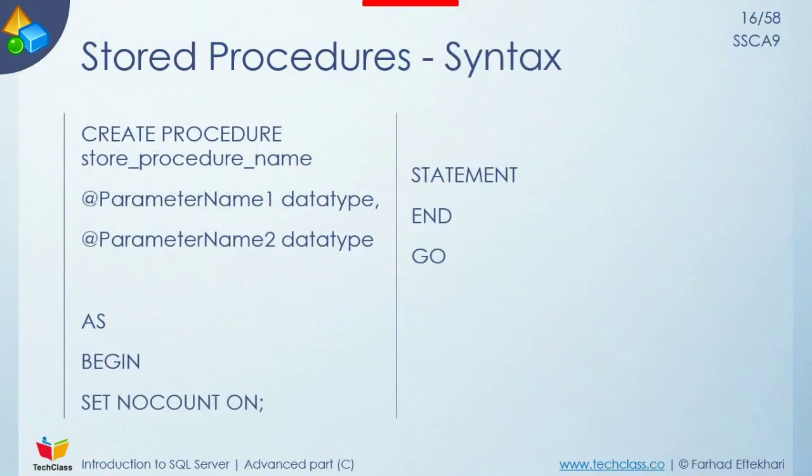And here is also the syntax that you have to use in order to create a stored procedure object. So we have this create procedure keyword here, and then you have to mention your stored procedure name. If your stored procedure receives some parameters, you have to mention the parameters and their data types, and then you can write your SQL procedure statements here.